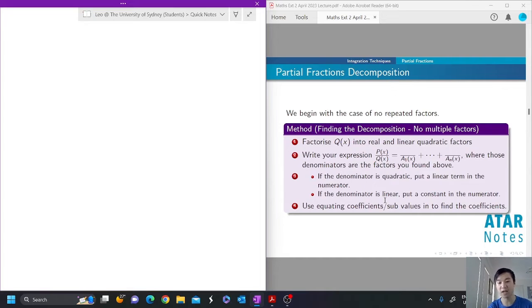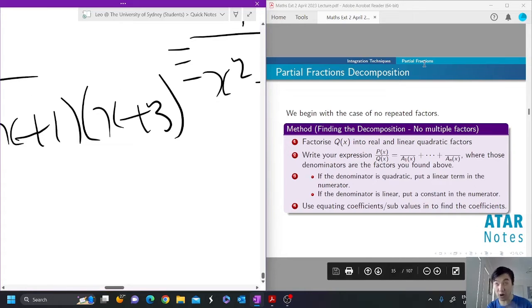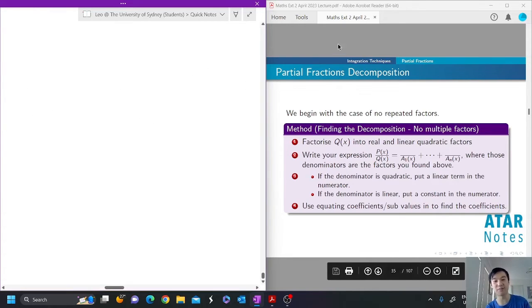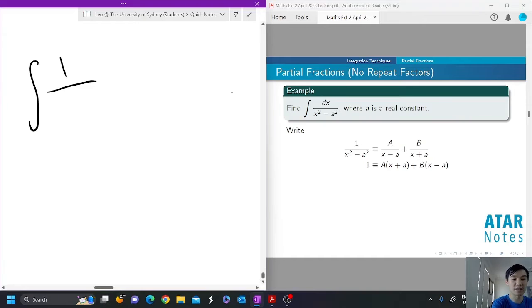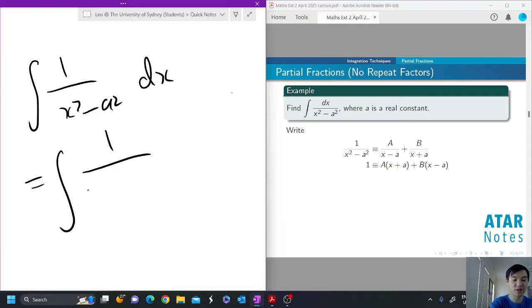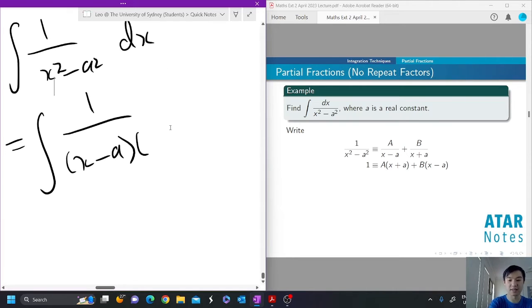Then afterwards you can use either equating coefficients or substituting values, or a combination of both of these methods, in order to find the coefficients. It's a bit complicated when I just say it, but it makes more sense when you actually do it. So let's say you want to integrate 1 over x squared minus a squared. Well, we know that this can be factorized using the difference of two squares as x minus a, x plus a.